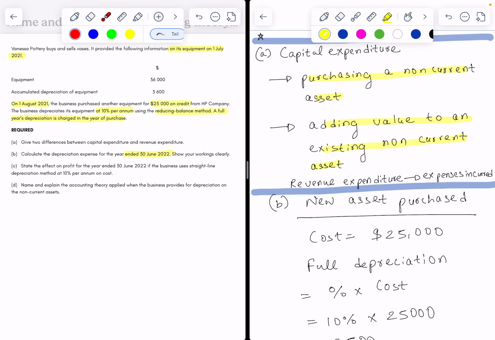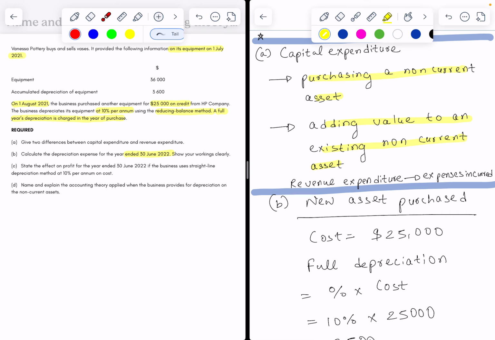What about revenue expenditure? Revenue expenditure simply refers to the day-to-day operational expenditure for the business. So business has all these regular expenses on a daily basis. One of them could be utilities. It could also be telephone bills. So any expenses that are incurred during the course of operations to help the business fulfill its purpose and generate more revenue, those are classified as revenue expenditure.